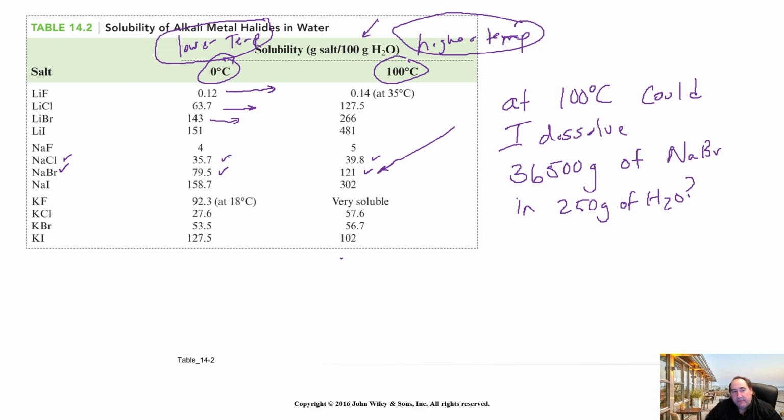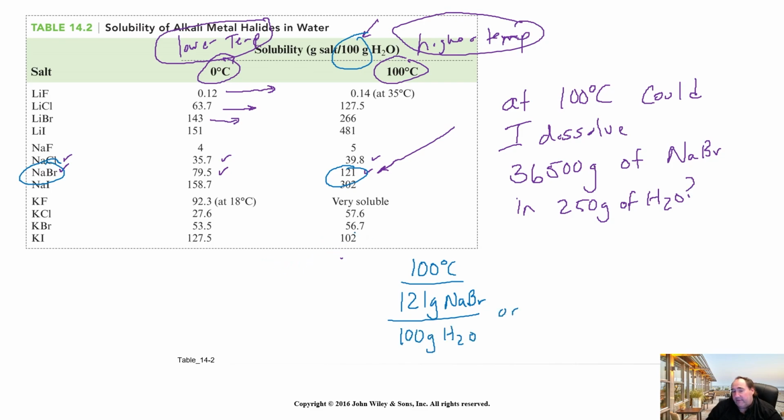Well, we could use this really as a conversion factor. So we're looking at sodium bromide, and we got 121 in 100 grams of water. So basically what that means is at 100 degrees Celsius, we have two conversion factors. We could get 121 grams of sodium bromide to dissolve in 100 grams of water. We could use it like a conversion factor, which means we could flip it around: 100 grams of water, and we could toss in there our favorite 121 grams of it.